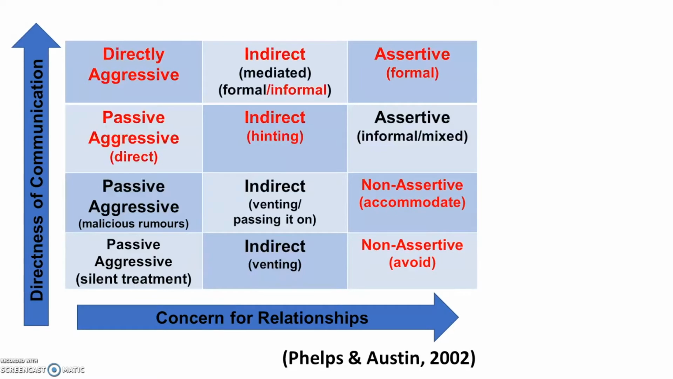The typology developed by Phelps and Austin includes the categories highlighted here in red. However, there are additional styles kind of in between the ones that they originally specified. These are the ones in black. They suggest that these styles have two dimensions. On one hand, they differ in terms of how directly and explicitly an individual communicates about the conflict situation. The other dimension relates to the extent to which the person wants to show concern or care for their relationship with the person with whom they are in conflict.